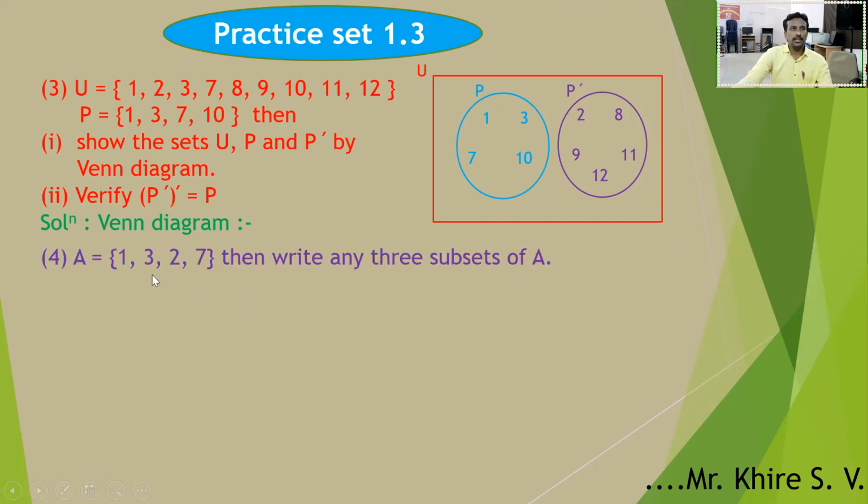Question number 4. A is 1, 3, 2, 7. Then write any three subsets of set A. Set A is given, we have to write down three subsets of set A. We can write down more than three subsets also. A is the set of x such that 3x minus 1 is equal to 2.